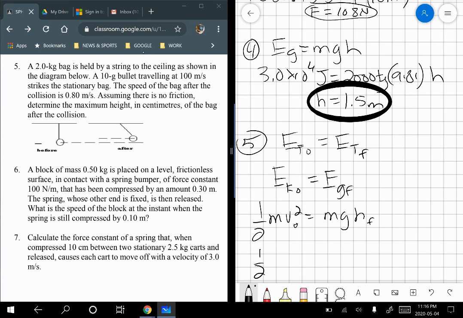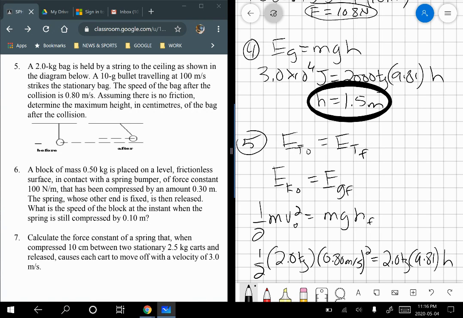You have to just ignore all that stuff. The mass of the bullet and the speed of the bullet have nothing to do with it. You need to know that it's a 2 kilogram bag, and after the bullet strikes it, it's going at 0.8 meters per second. Got my 2 kilograms here, I got my 9.81, and I'm solving for height. And that's it. That's going to get you this problem done.